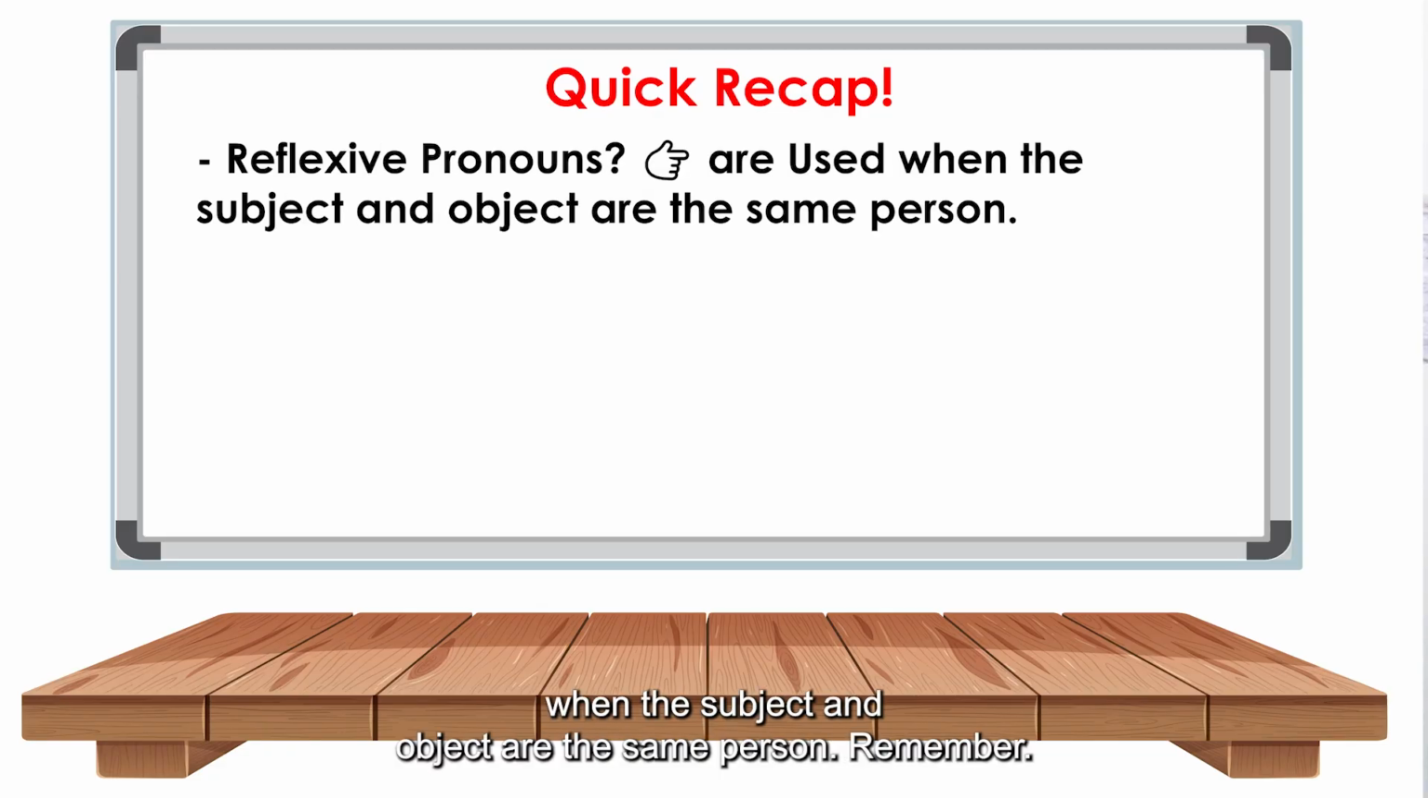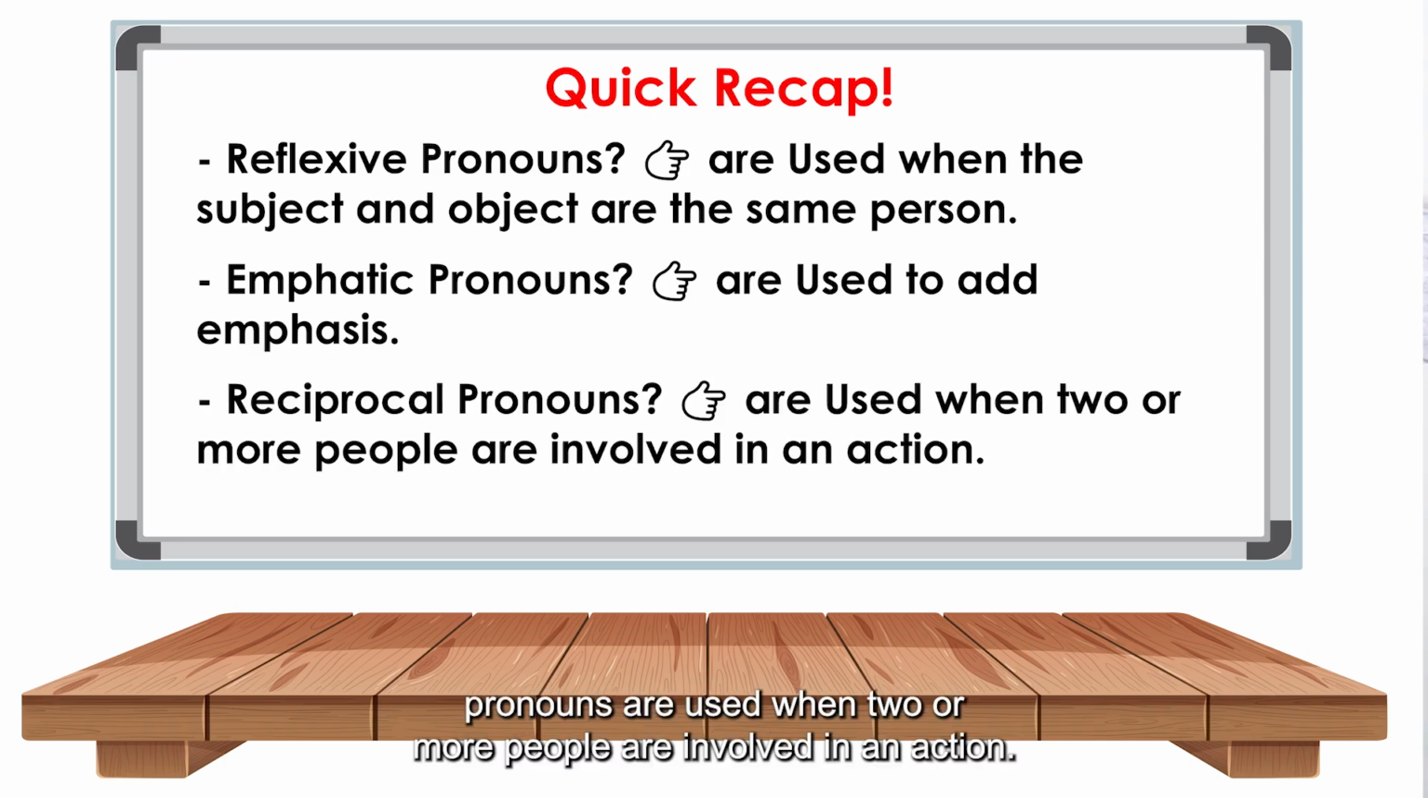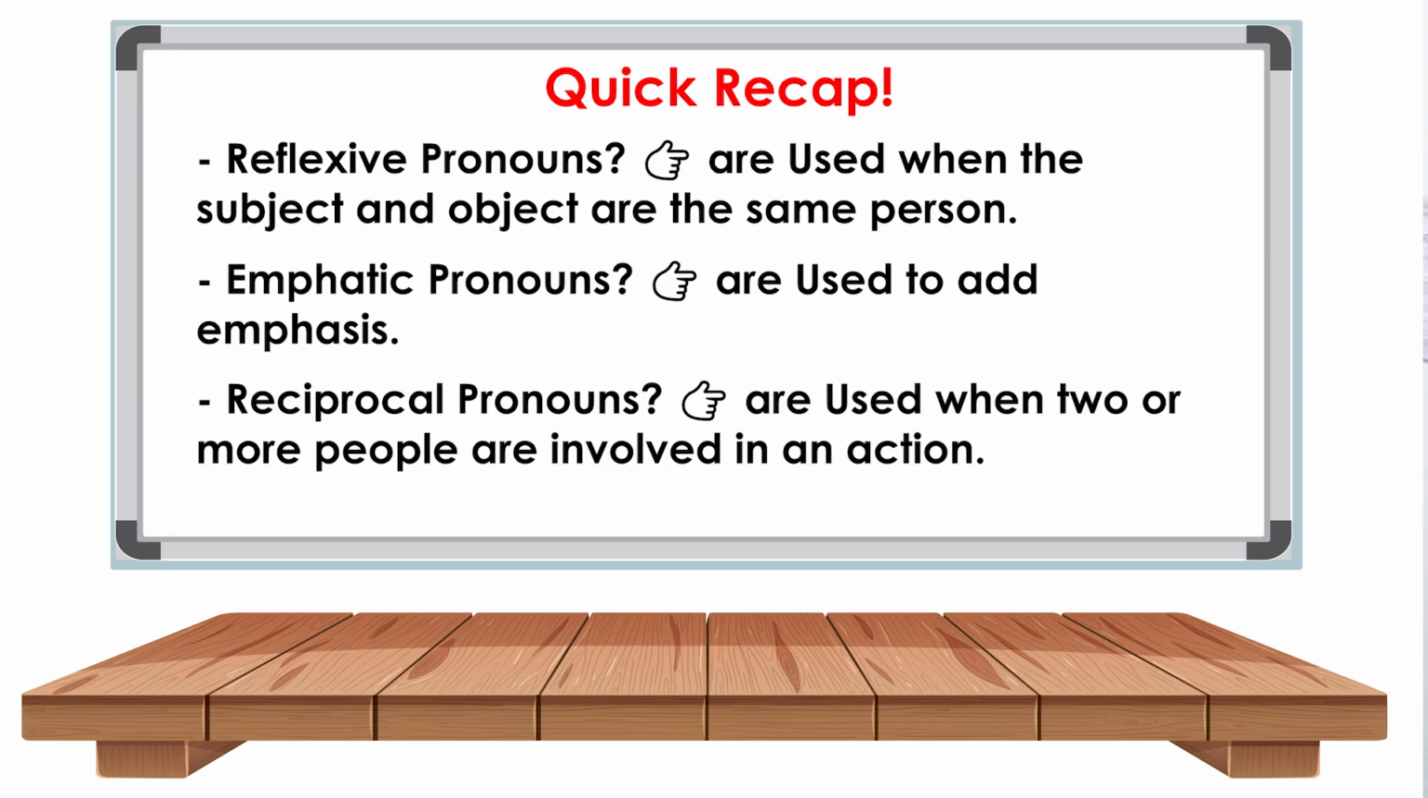Let's do a quick recap. Reflexive pronouns are used when the subject and object are the same person. Remember, emphatic pronouns are used to add emphasis. Reciprocal pronouns are used when two or more people are involved in an action.